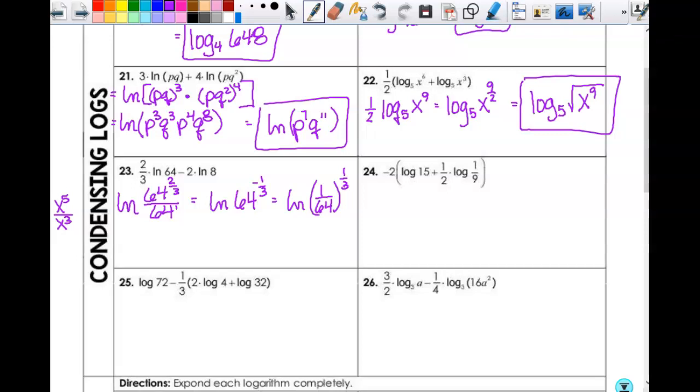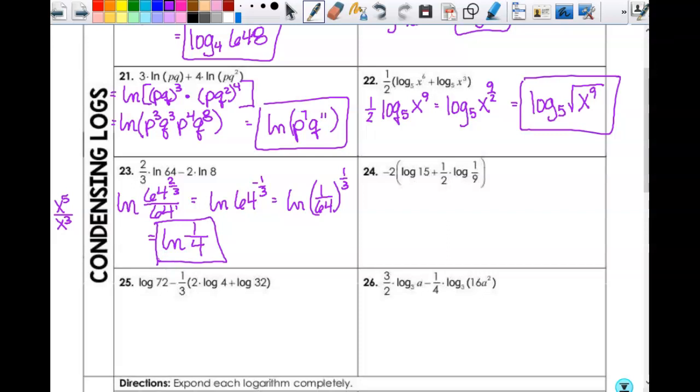Okay. No, because we are condensing. That would be expanding. What does 1/3 mean? What's something to the 1/3 power? The cube root. So I'd need the cube root of 1 over 64. So that's easy if I can just figure out the cube root of 64, right? What's the cube root of 64? 4. So this is equal to the natural log of 1/4. Everybody okay with that? All right, good deal.